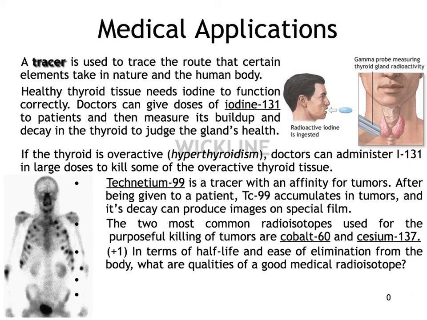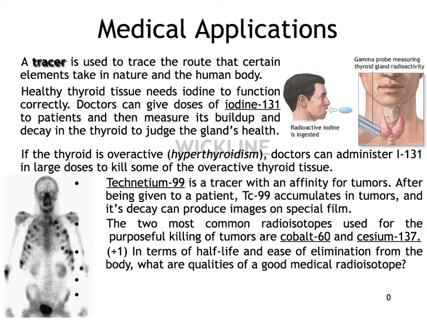There is a really common use for a radioisotope, which is to use it as a tracer. A tracer is actually in a lot of ways what it sounds like. It's a radioisotope which is utilized in order to trace the route that certain elements might take in nature or even in the human body.